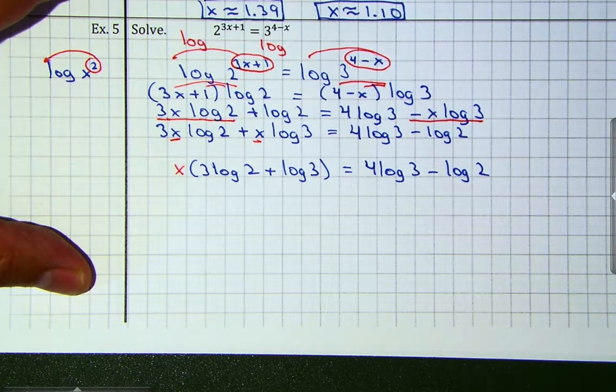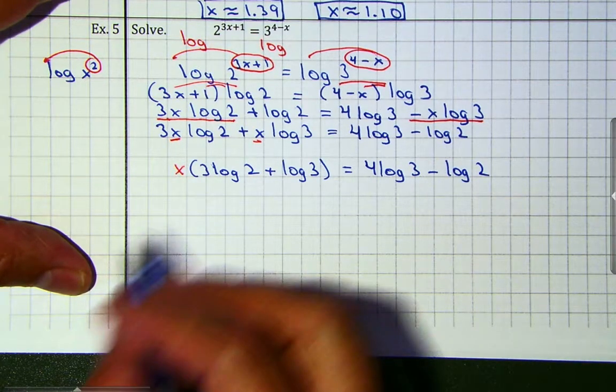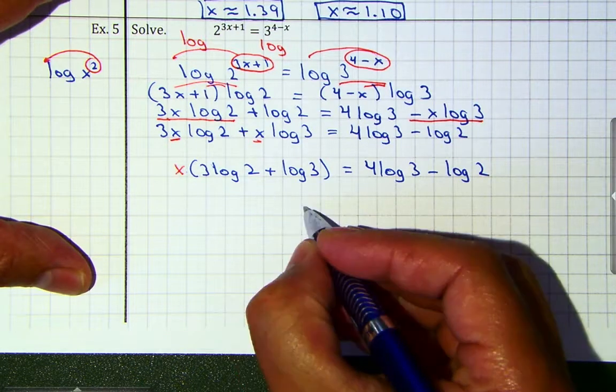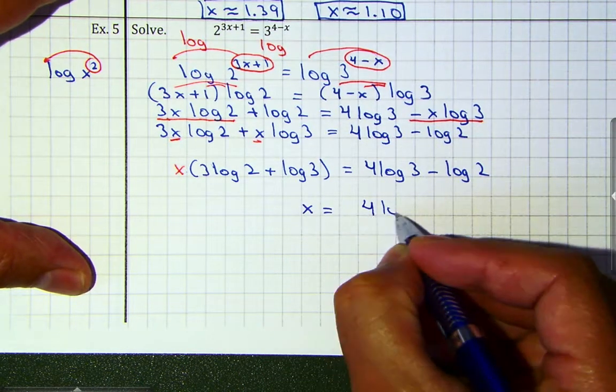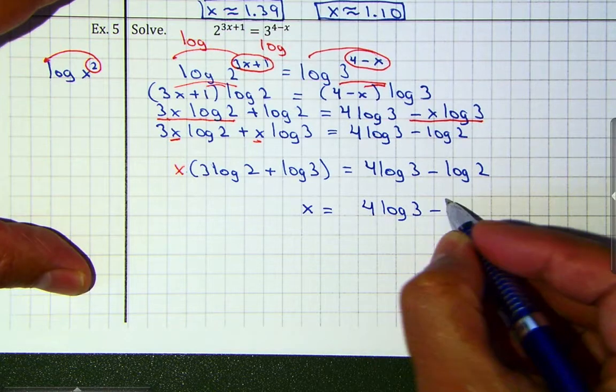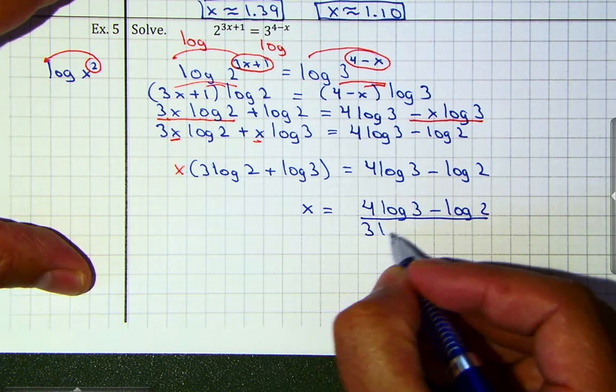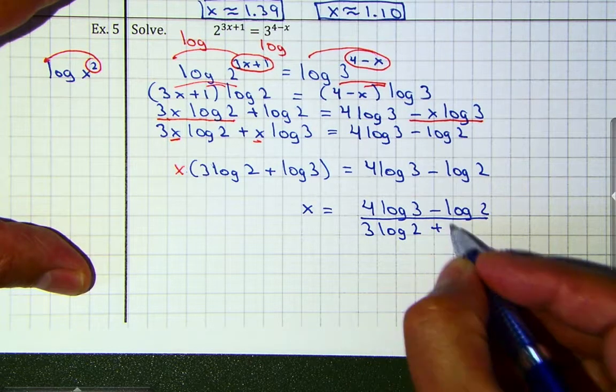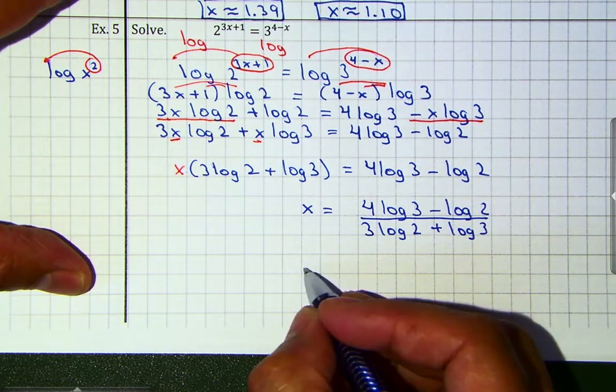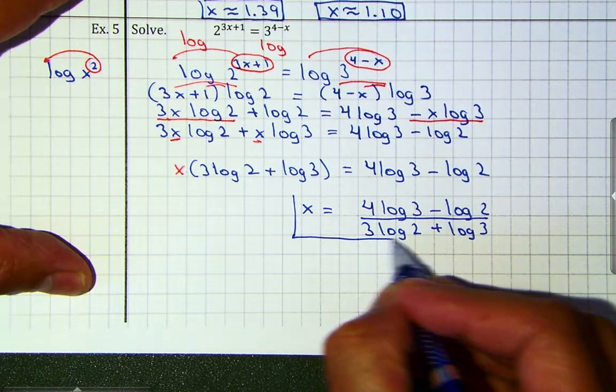And now I just need to be able to divide. That's multiply, so I want to divide, so I end up with x equals 4 log of 3 minus log of 2 over 3 log of 2 plus log of 3. This will be an exact answer.